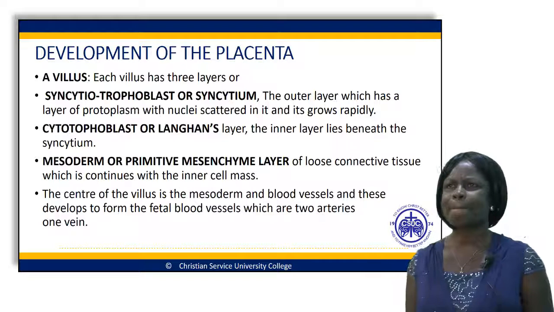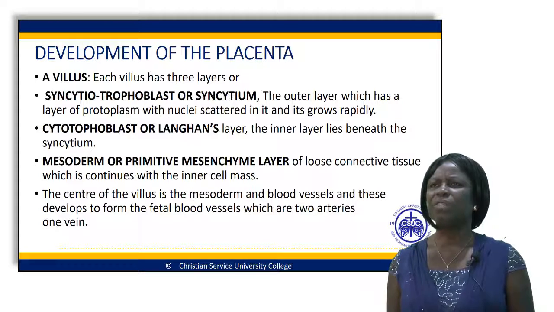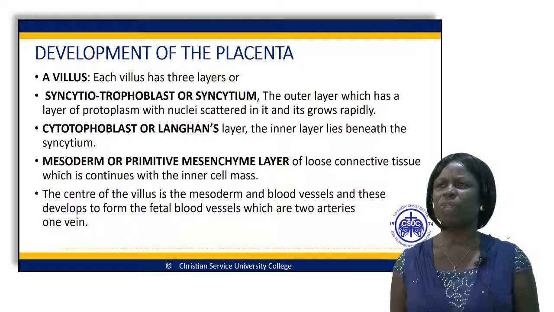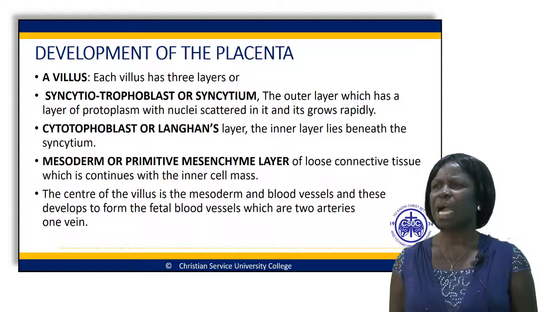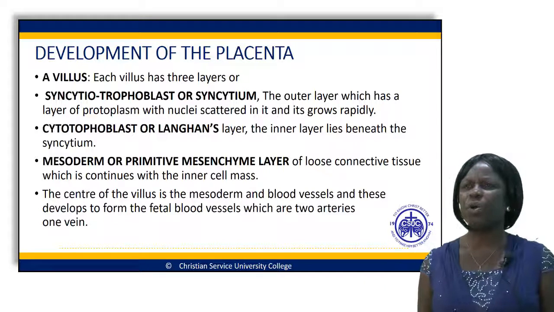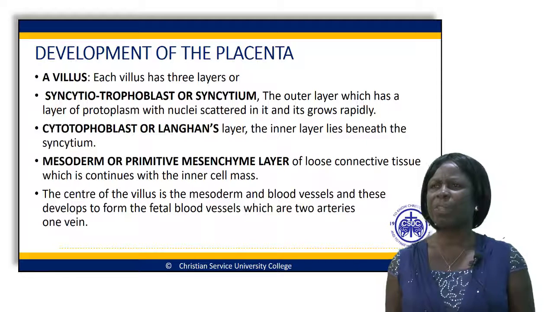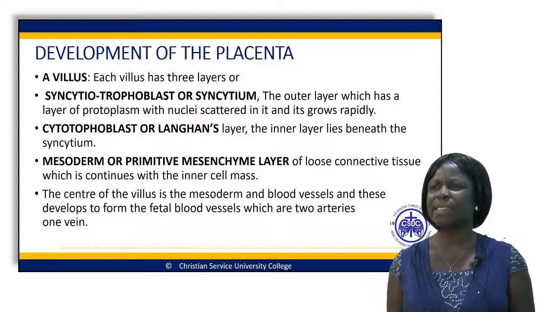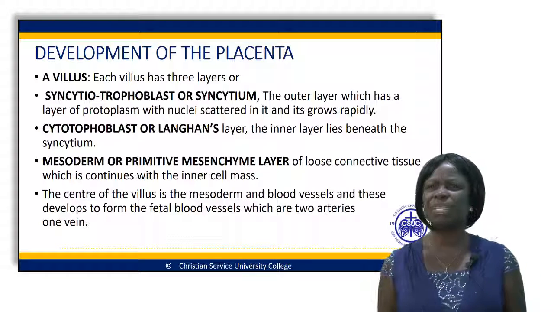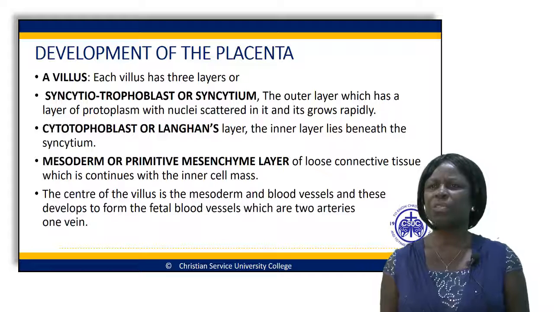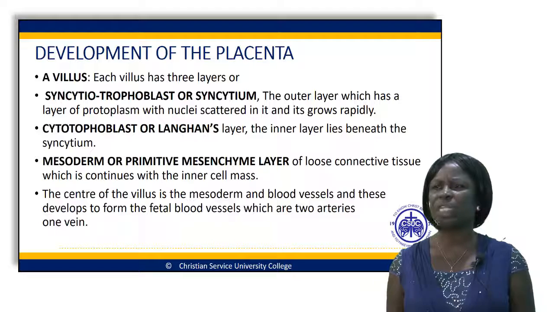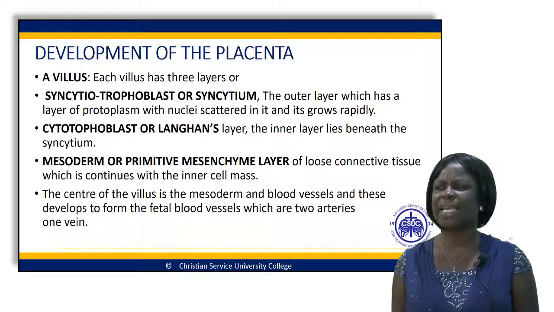A villus. Each villus has 3 layers. They are the syncytiotrophoblast, or syncytium, the outer layer, which has a layer of protoplasm with nuclei scattered in it, and it grows rapidly. The cytotrophoblast, or Langhans layer, the inner layer, lies beneath the syncytium. And the mesoderm, or primitive mesenchyme, a layer of loose connective tissue which is continuous with the inner cell mass.